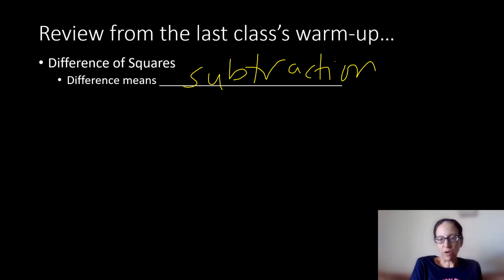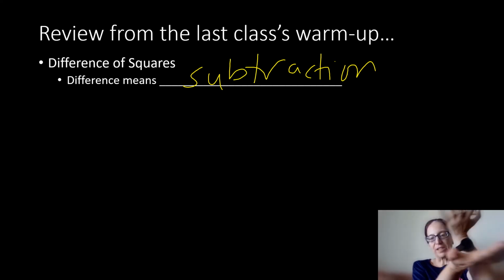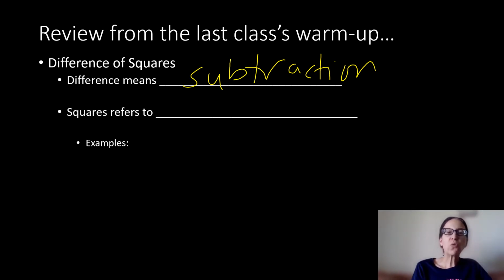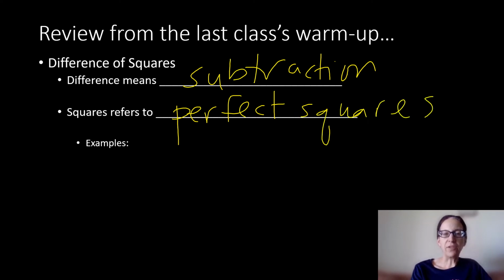We would subtract. And I think most of you, if I asked what operation you did, would say subtraction. So difference means subtraction, to find out how much space there is between two things. Squares refers to something called perfect squares. So we have this expression, difference of squares. Squares refers to something called perfect squares.